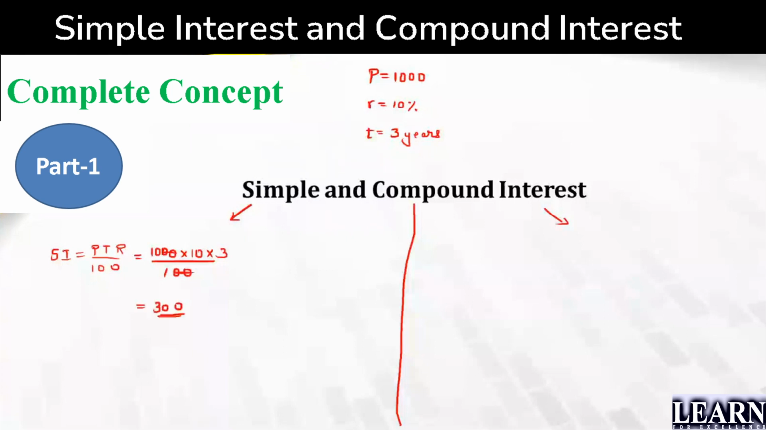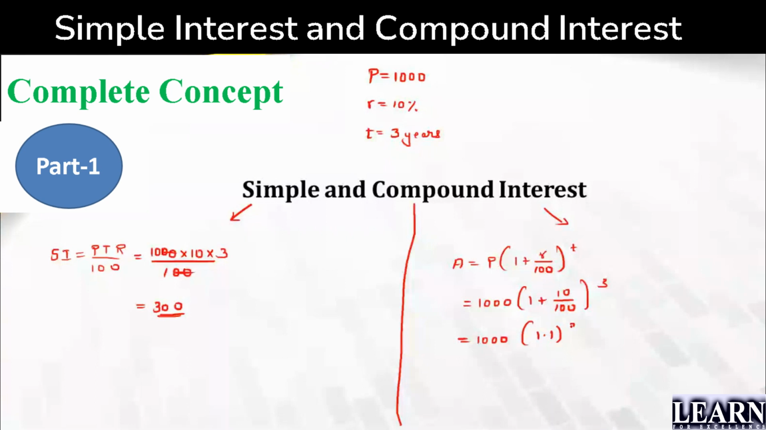Next, we have compound interest. Unfortunately, we don't have a direct formula for compound interest, so we have to go with the amount. Which gives P into 1 plus R by 100 whole to the power N, or whole to the power T. Which gives 1,000 into 1 plus R, which is 10 by 100, whole to the power 3. So that gives us 1000 into 1.1 to the power 3.